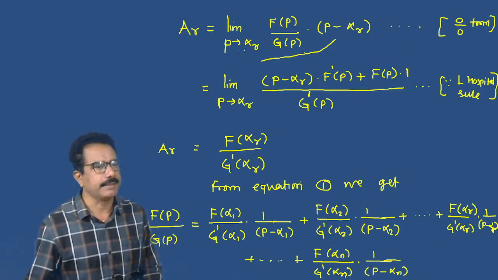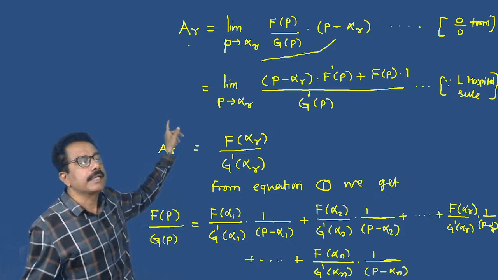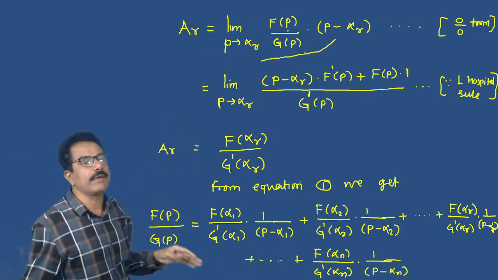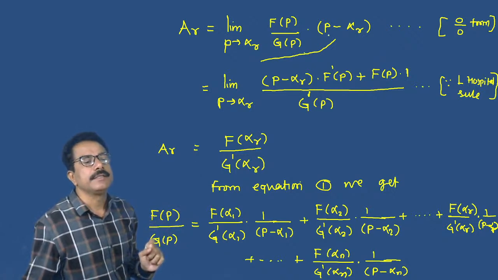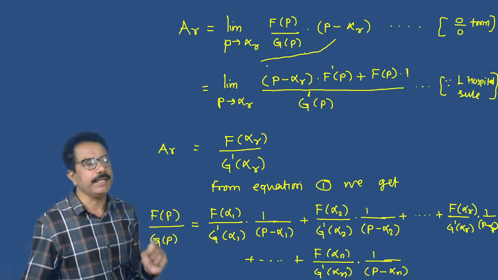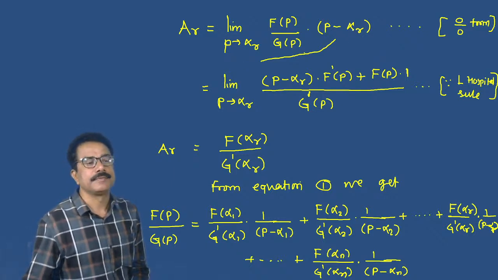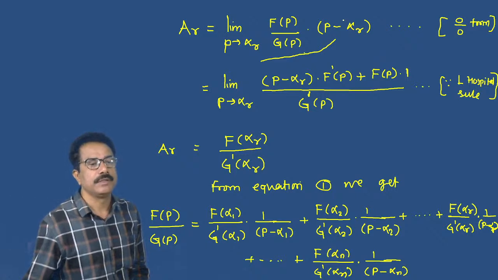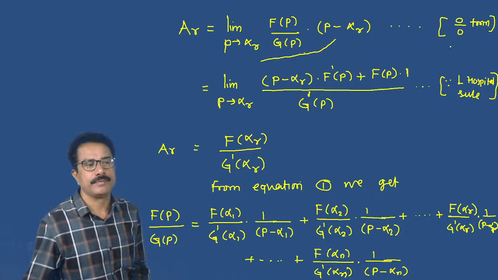Students, take a minute. Now we shall see this. Capital AR equals the limit as p tends to alpha of F(p) by G(p) into (p minus alpha). If we put p tends to alpha directly, then we will get the 0 by 0 form.